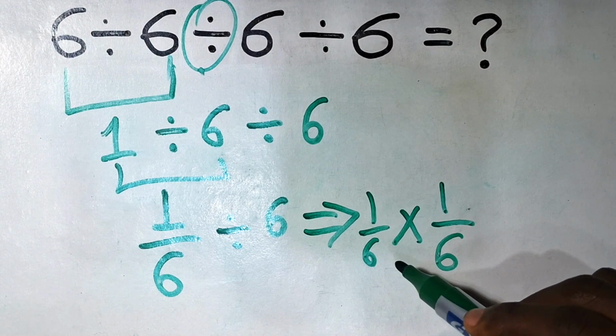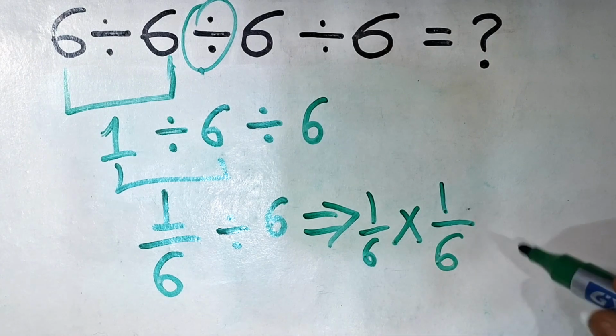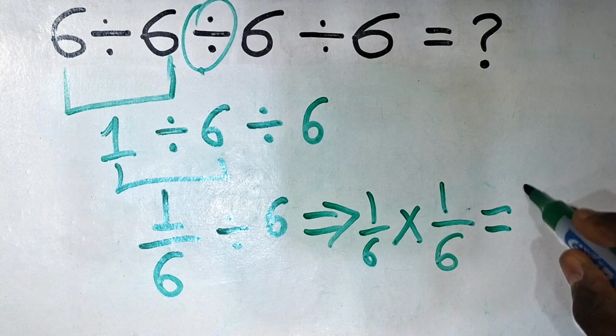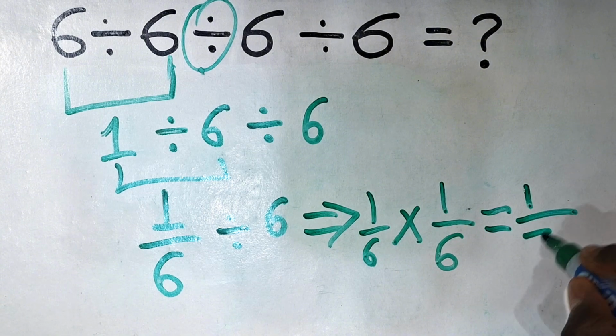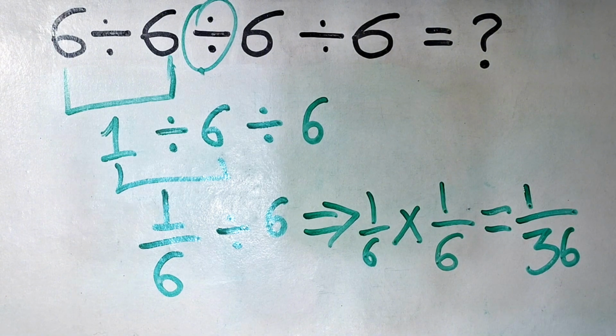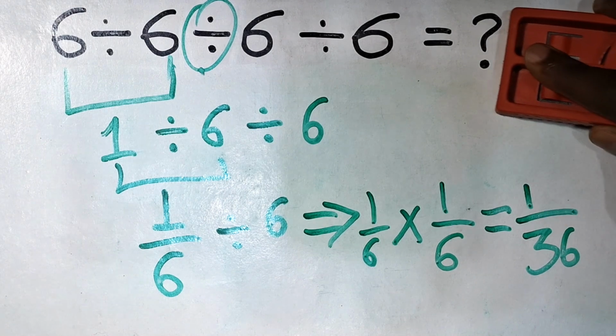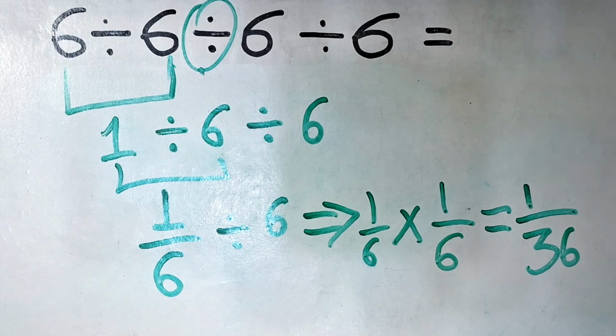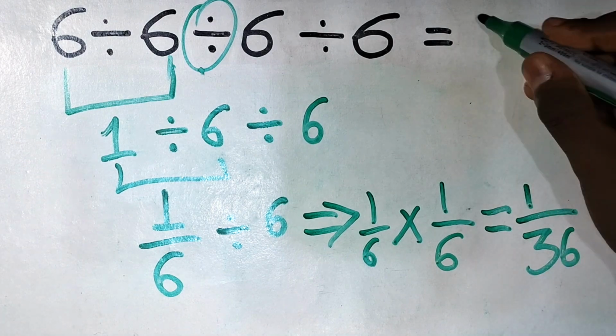Okay. 1 over 6 times 1 over 6 gives us 1 over 36. So the correct answer will be 1 over 36, not anything else. One over 36.